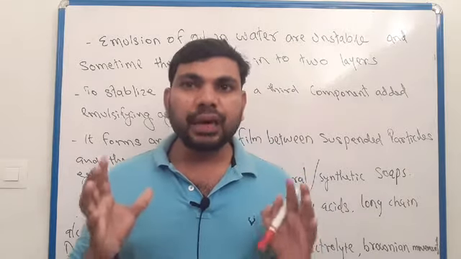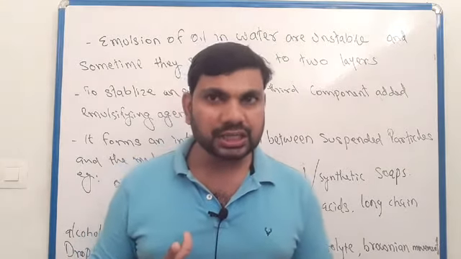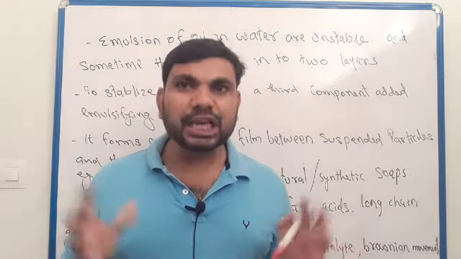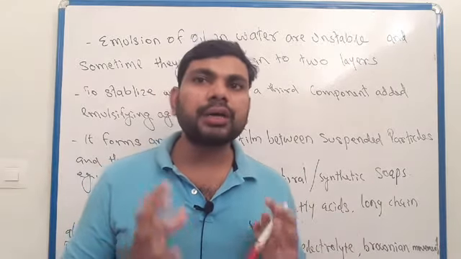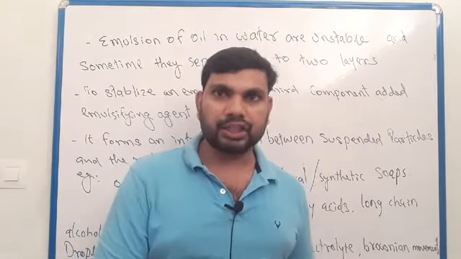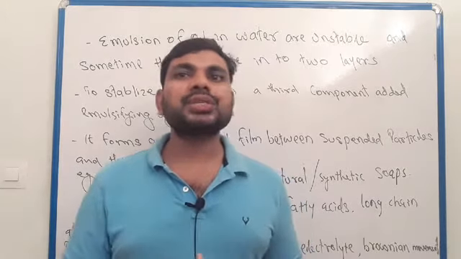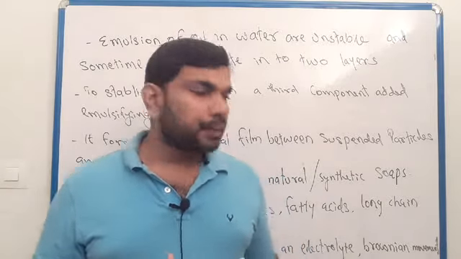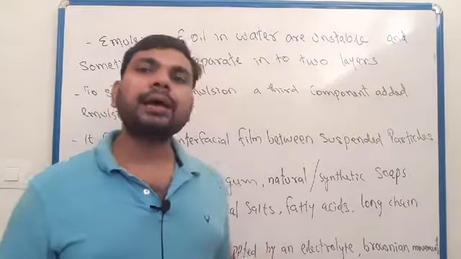So droplets of emulsions are negatively charged. They coagulate or are precipitated by the addition of a small quantity of suitable electrolyte. They also show the Tyndall effect and Brownian movement. Clear? So these are the things we have to discuss.